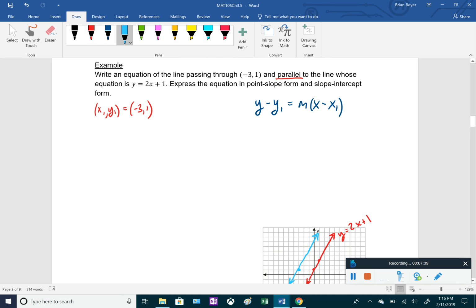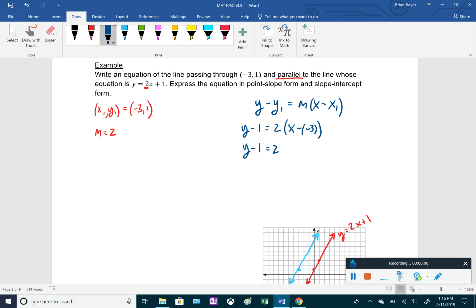So since they're parallel, that means same slope. So the slope that we're going to be using, we're going to go to the other line. It has a slope of 2, and we're going to steal that slope because it's the same. So it has a slope of 2, and once we have that, we can do it exactly how we just did it previously. So it's going to be y minus 1 equals 2 times x minus negative 3.